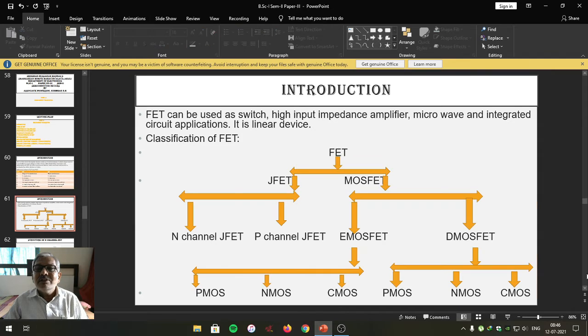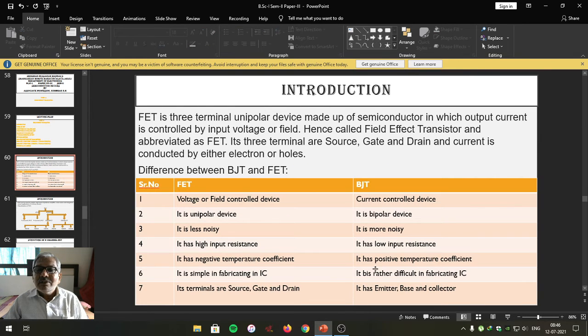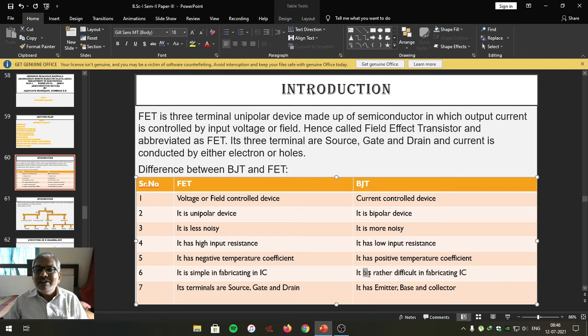But it is rather difficult as far as BJT is being considered. It is rather difficult to fabricate an integrated circuit. IC means integrated circuit. By using integrated circuit technology, it is difficult to fabricate as far as BJT is being considered, but FET can be easily fabricated. The three terminals of the FET are source, gate and drain. As far as BJT is concerned, its three terminals are emitter, base and collector.